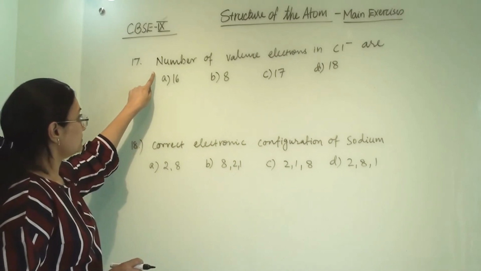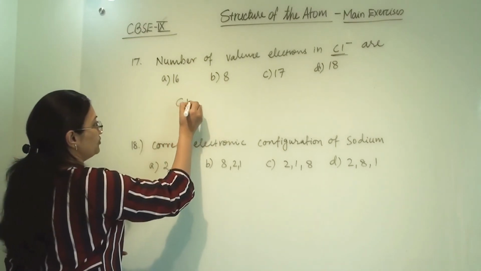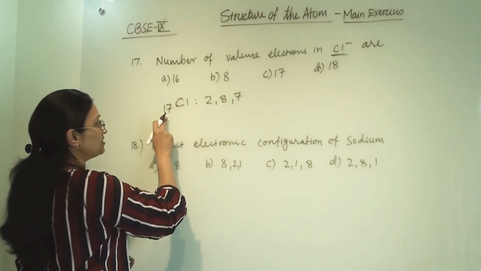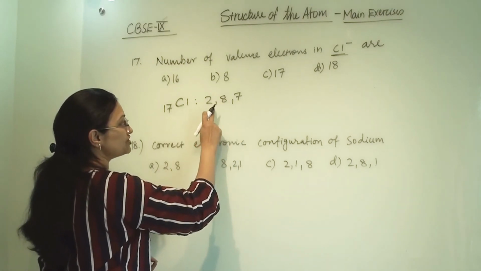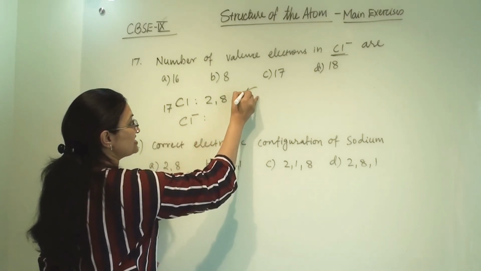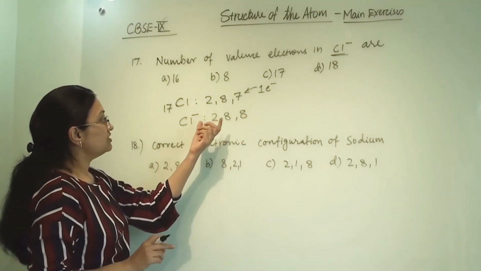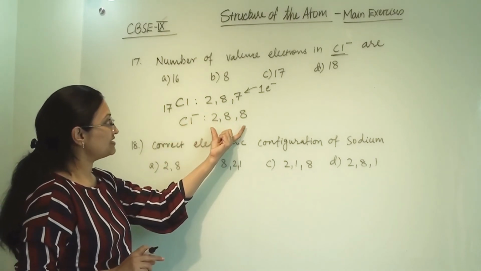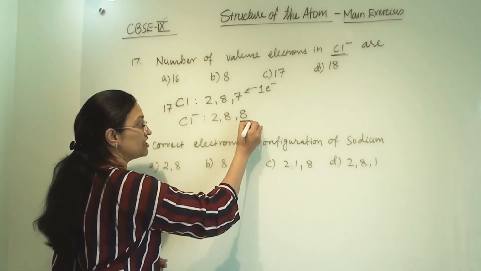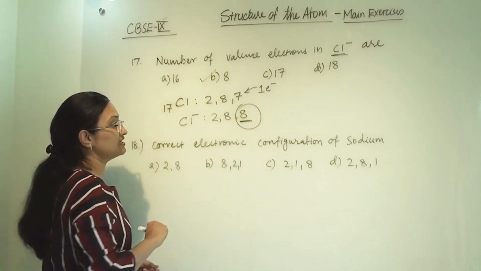17th question is the number of valence electrons in chloride ion. We know the electronic configuration of chlorine is 2, 8 and 7, because its atomic number is 17. When it is Cl minus, the chloride ion, it accepts 1 electron in the outermost shell and will become 2, 8, 8. Now this will be the electronic configuration of chloride ion. What are the valence electrons? Electrons present in the outermost shell are the valence electrons. So it is 8. So the correct answer is 8.